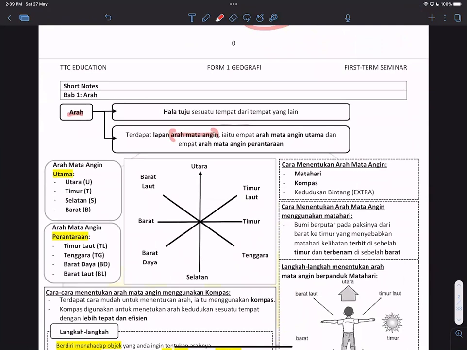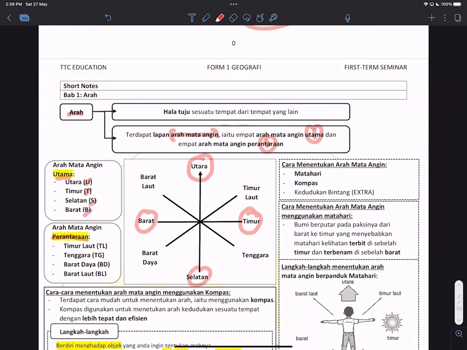Okay, so which means highlight arah mata angin utama, arah mata angin perantaraan. The utama is the UTSB, okay, Utara, Timur, Selatan, Barat, right? So 12 o'clock will be Utara, 3 o'clock is Timur, 6 o'clock is Selatan, and then 9 o'clock is Barat, right? This is the major one, arah mata angin utama. So for perantaraan, okay, the second one is in between, antara.